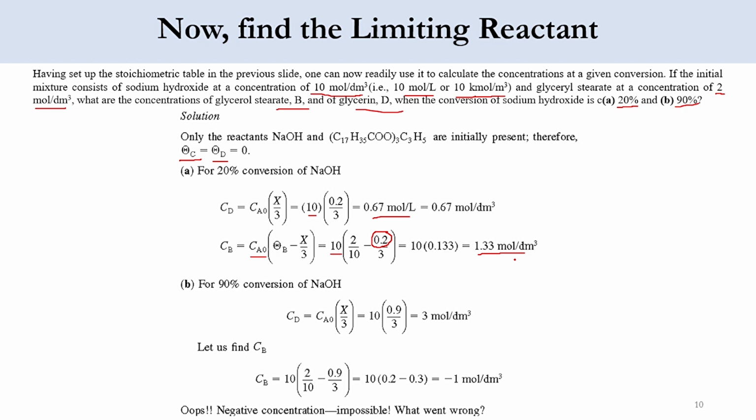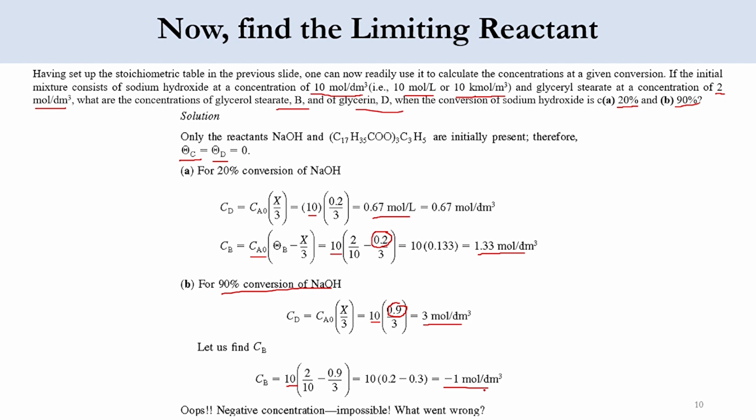But now we'll move on to the next part, which is the 90% conversion of NaOH. Now CD is equal to Ca naught x over 3. Ca naught again is 10. X is now 0.9. So once you divide it, you get an answer of 3 mole per cubic decimeter of D. However, once you go to Cb, that is Ca naught (theta b minus x over 3), 10, which is Ca naught, Cb naught over Ca naught, 2 over 10 minus 0.9 over 3. So the answer is negative, minus 1 mole per cubic decimeter.